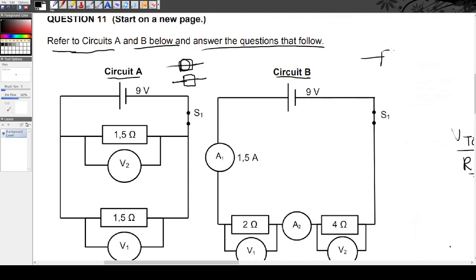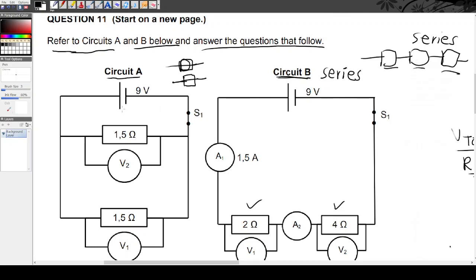But if they are following each other, one after the other, like this way, then they are in series. They are no longer in parallel, they are in series. For example, in circuit B, this resistor is in series with this resistor. So this is a series circuit. We call this a series circuit because the resistors are in series. Okay, that's great.